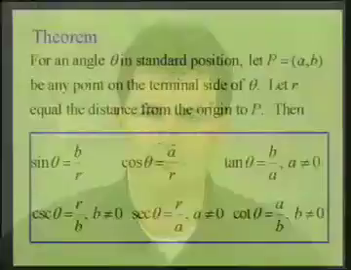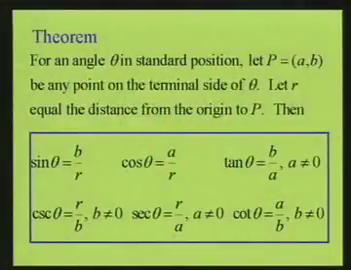What we're going to do now is define the 6 trigonometric functions for a general angle theta. Let's look at the theorem. For any angle theta in standard position, let P equal (A, B) be any point on the terminal side of theta. Let R equal the distance from the origin to P.